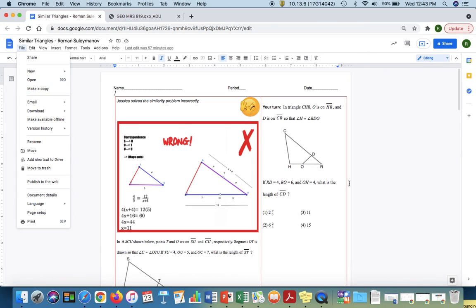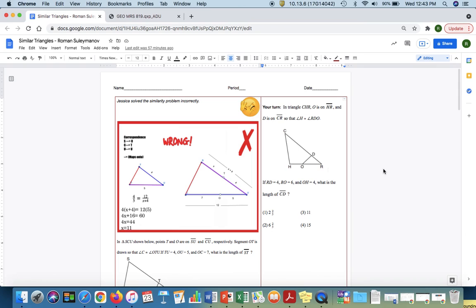I hope you guys found this error analysis tool useful and something that you might look to incorporate into your lessons.